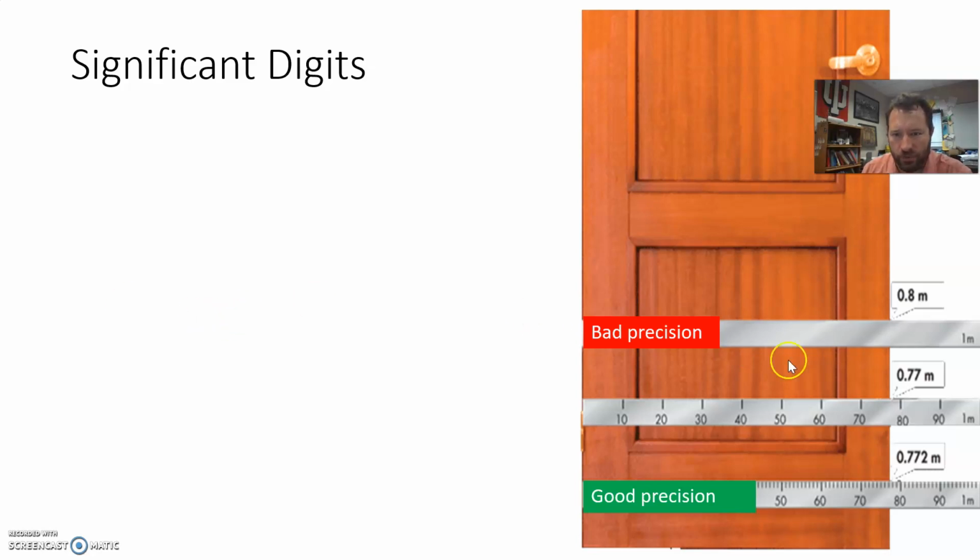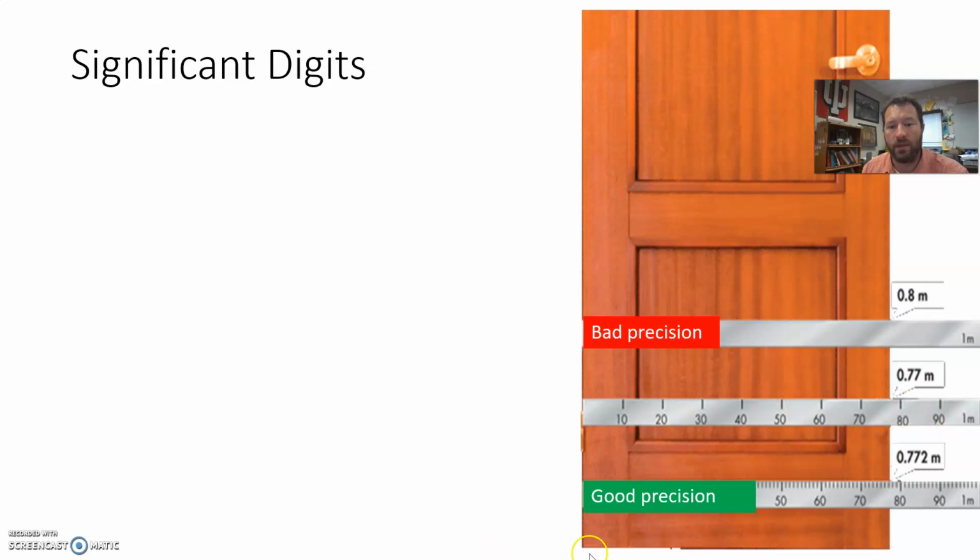So we have three examples here. We're measuring the width of this door. We have a ruler that only has a marking at 1 meter, so we're going to have to guess 0.8 meters. We have a ruler that is a little bit more precise and has every 10 centimeters listed, so we can get a little more precise with our answer, 0.77 meters.